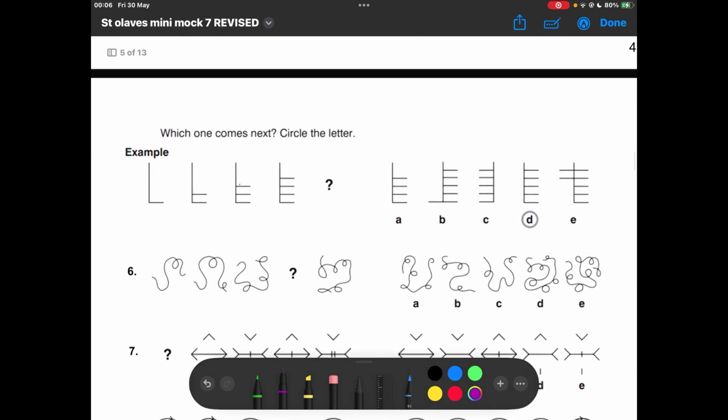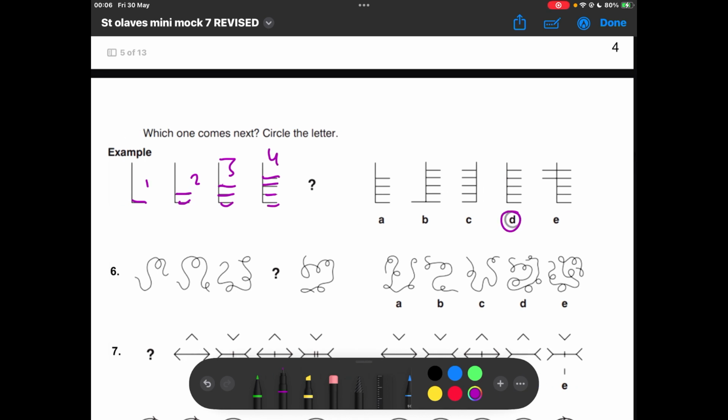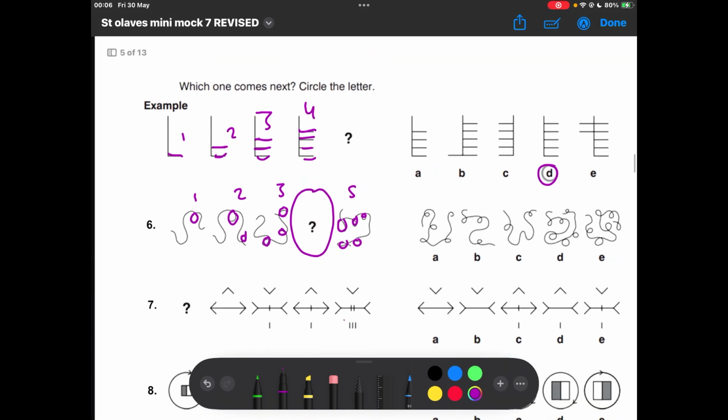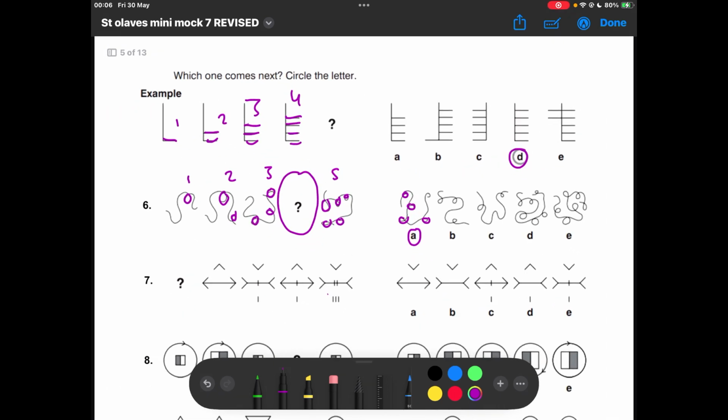Got another example in here. This one's fairly simple. It goes from 1, 2, 1, 2, 3, 1, 2, 3, 4. So that means there's going to be 5. That's why the answer is D. Another quite simple one here. There's one loop, 1, 2 here, 1, 2, 3 here, and then there's 1, 2, 3, 4, 5 here. So we're doing the missing one that goes here. And A has 1, 2, 3, 4. So A is the answer. You don't even have to go through the rest of them.